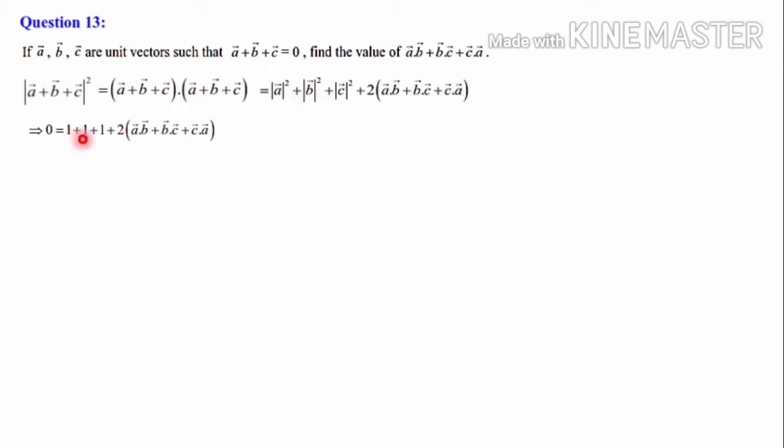So if you put 1 plus 1 plus 1 plus 2 into this term as it is, A dot B plus B dot C plus C dot A. That is equal to, directly we can write, A dot B plus B dot C plus C dot A is equal to, 1 plus 1 plus 1, that is 3. That 3, when it goes to the left side, becomes minus 3 divided by 2. So minus 3 by 2 is the answer.